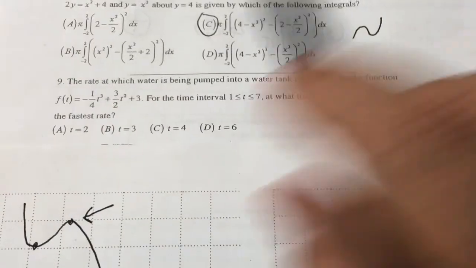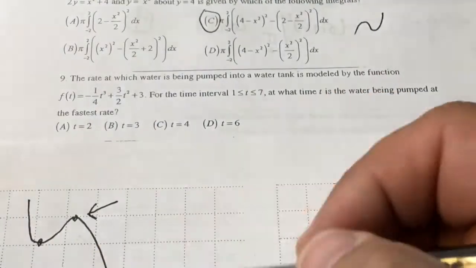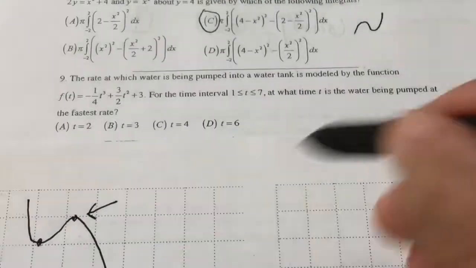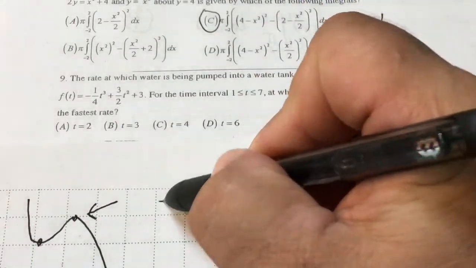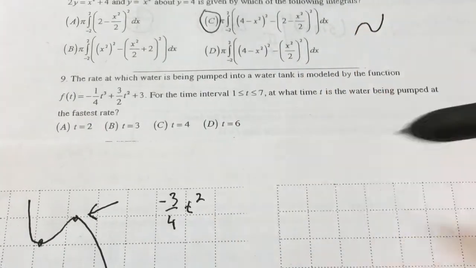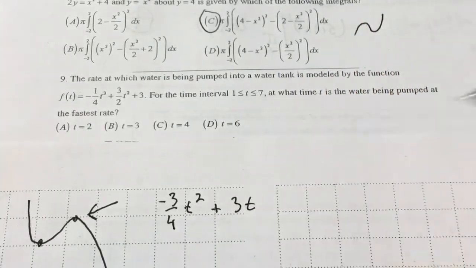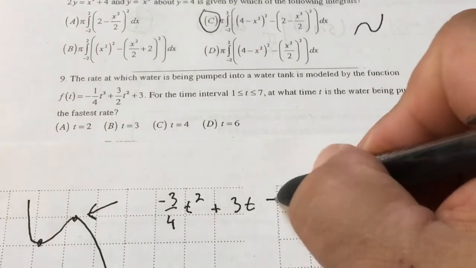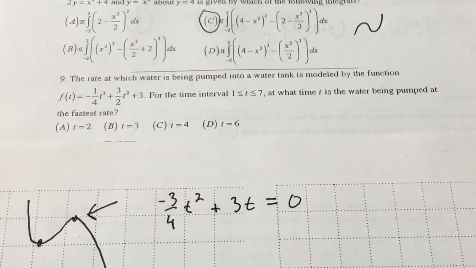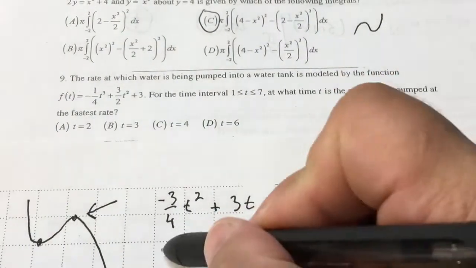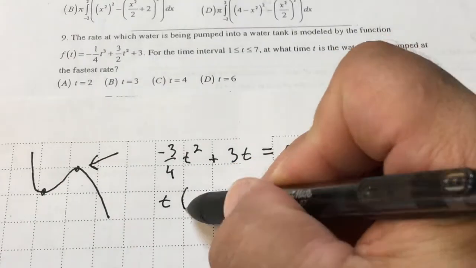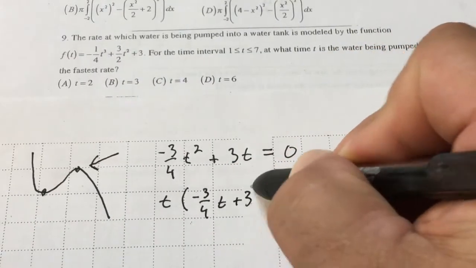So I'm just going to take the derivative of that and set it equal to 0. And that will either give me a min or a max. So the first one's going to be a min value, and the second one's going to be a max value. So the derivative of that is negative 3/4 t squared plus 3t. And I set that derivative equal to 0 to find out where the maximum pumping capacity is. I can factor out a t. So it's going to give me t times (negative 3/4 t plus 3) equals 0.